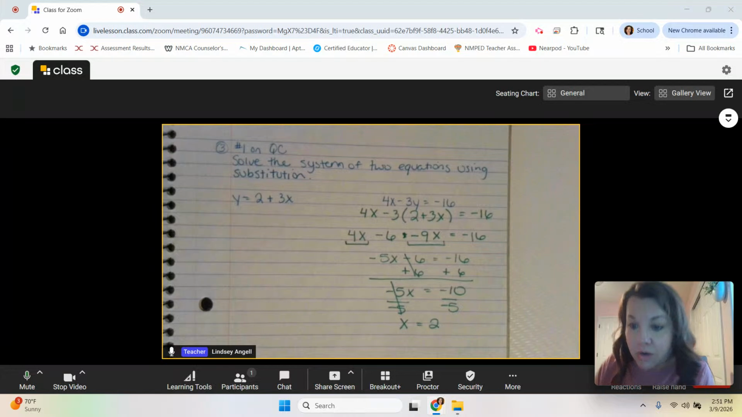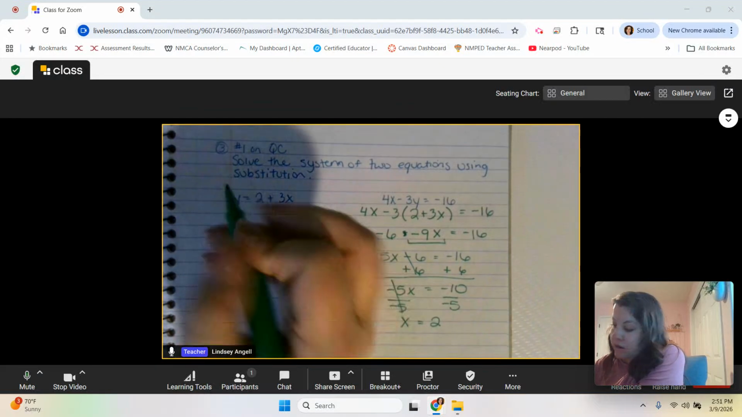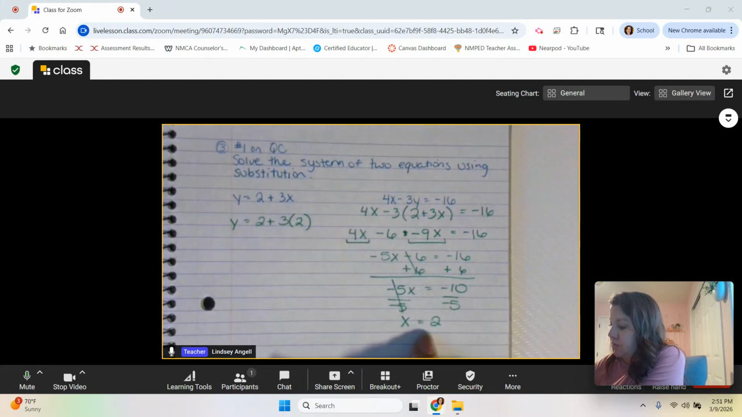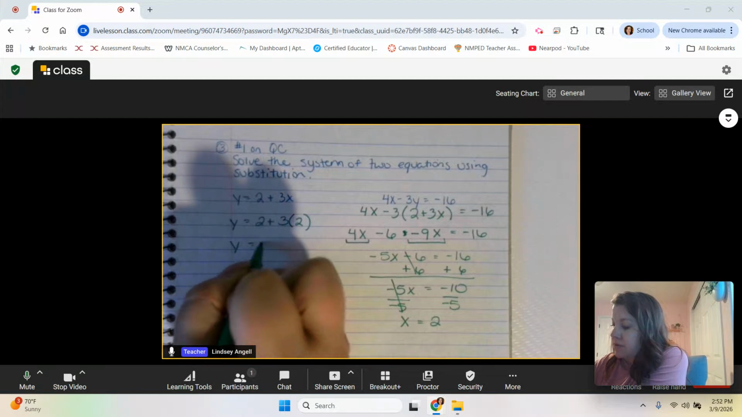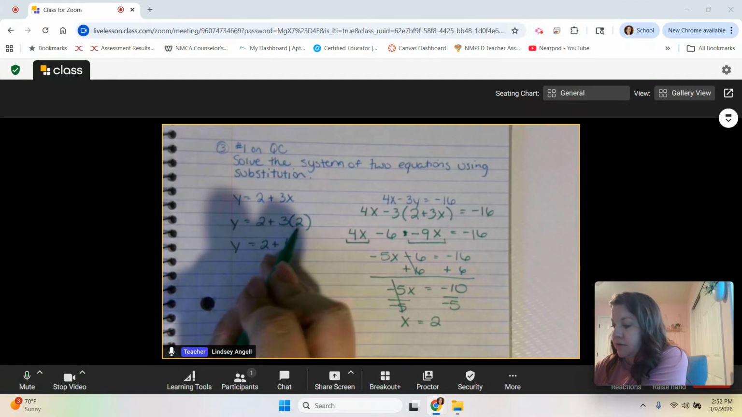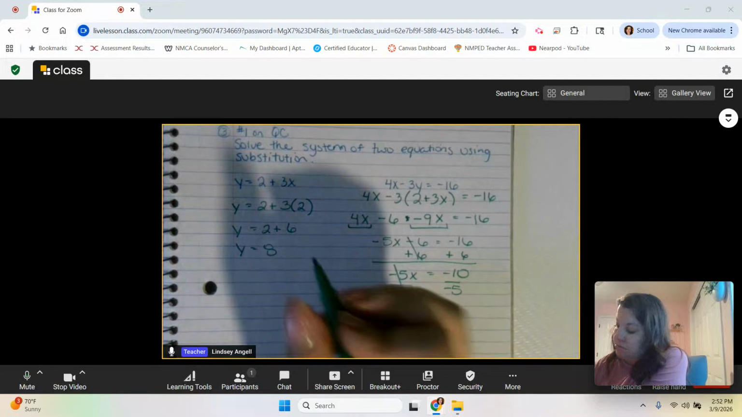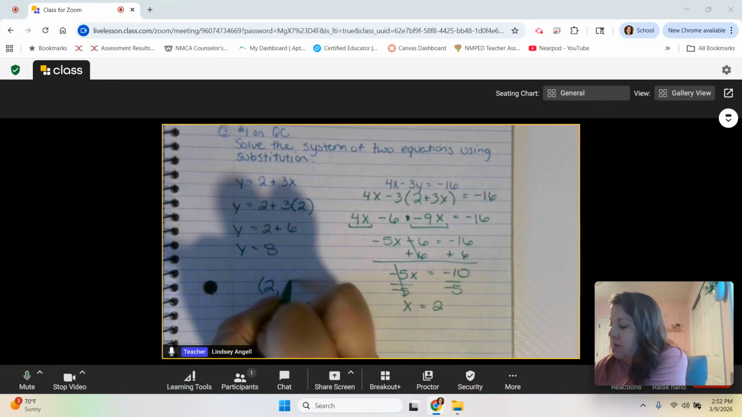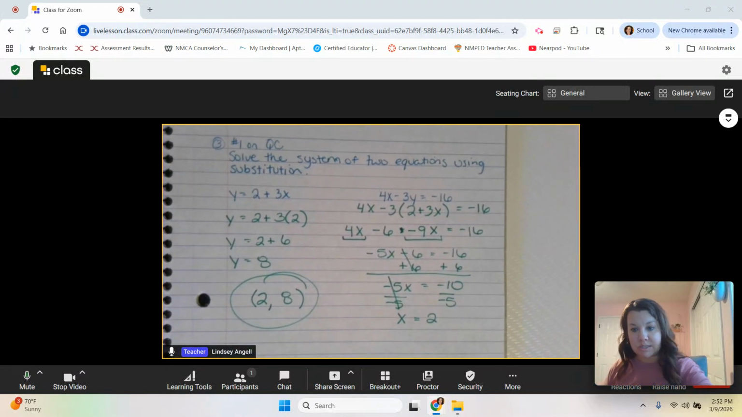All right, so now that we know what x is equal to, we can go ahead and plug that back in over here. And we can say y equals 2 plus 3 times 2, right? I just took this value and plugged it in for x. So y equals 2 plus 6. 3 times 2 is 6. So y equals 8. Most of the time they're going to ask for a coordinate pair. Well, my x value is 2, my y value is 8, and so that would be the solution to this system of equations.